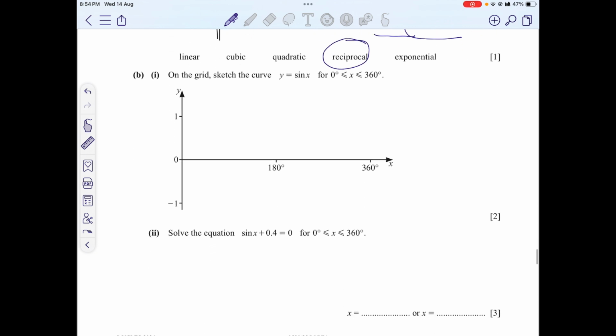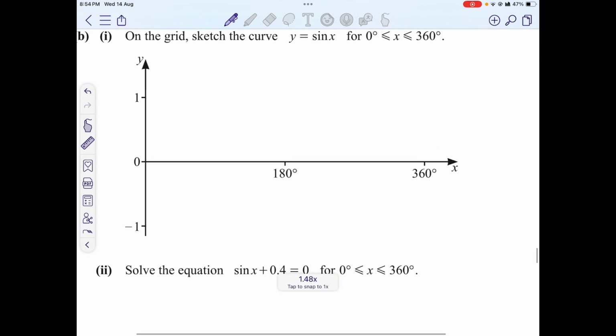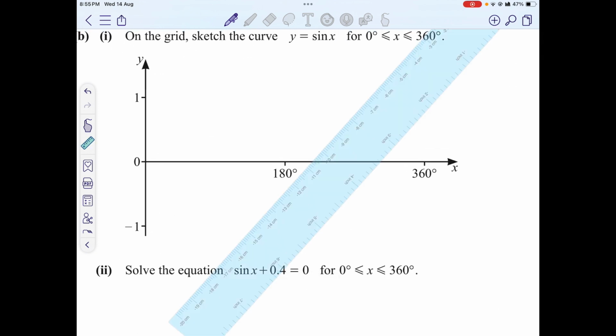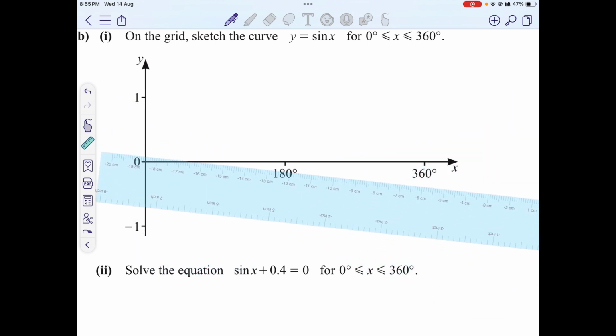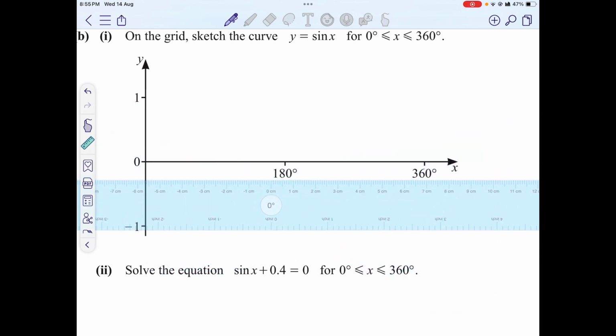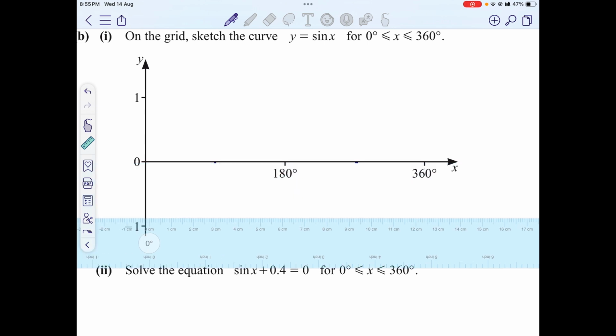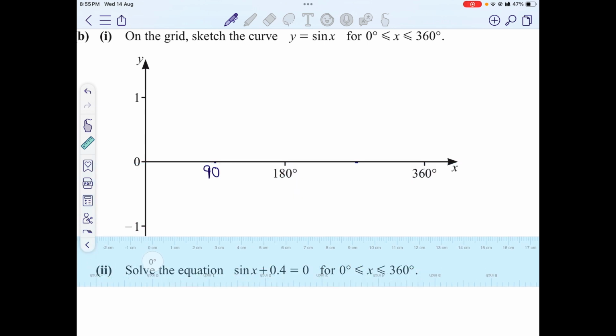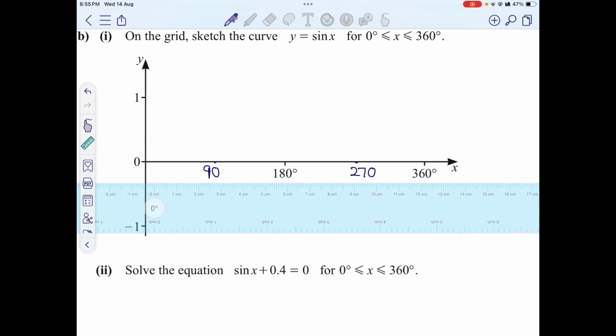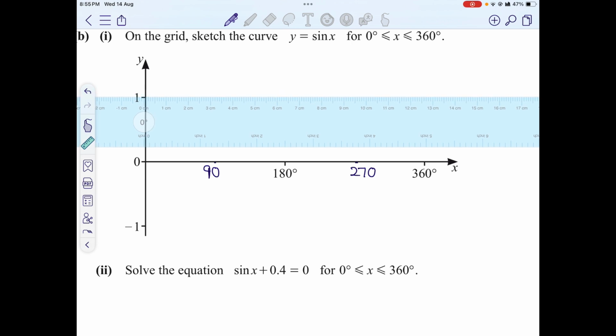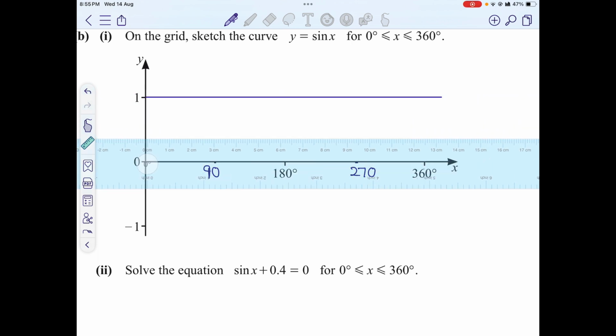On the grid, sketch the curve of y equals sine x. For sine x, the first thing I want you to do is mark the points for all the angles. When I say all the angles, I mean 0 to 360: 0, 90, 180, 270, 360. I'm trying to be as accurate as possible. Somewhere here would be my center, not very accurate again, but somewhere here. And you could also draw a line with your pencil just to make sure that you are touching the top and the bottom as well.